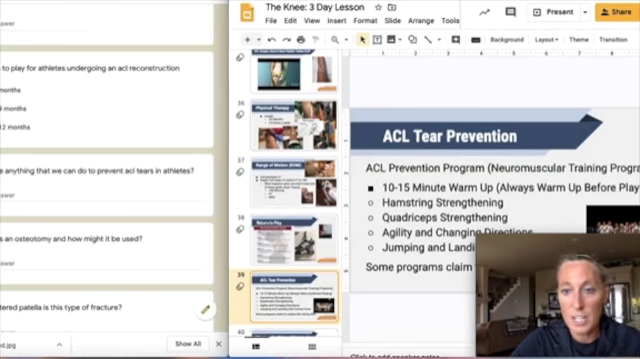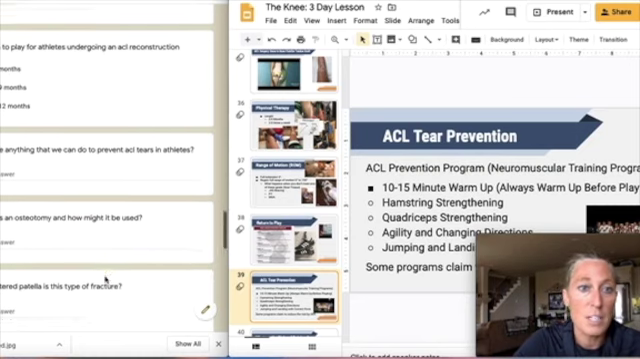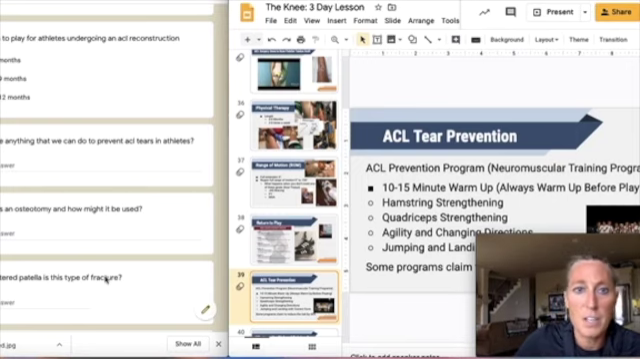A lot of our dynamic stretches, our dynamic warm-ups that we do in all of our sports at North are good programs, working on landing in the bent knee position, not with straight legs, so jumping and landing, agility, quad strengthening, hamstring strengthening. There's a lot of programs on the internet that are ACL prevention programs. It is hard to prove that they actually do prevent ACL tears, but there's getting to be better research on those.